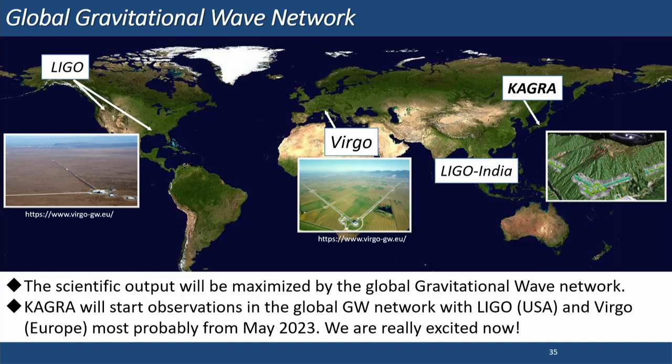And therefore, the scientific output will be maximized by the global gravitational wave network, and KAGRA will start observation in the gravitational wave network with LIGO and Virgo, most probably from May this year. So we are really excited now.